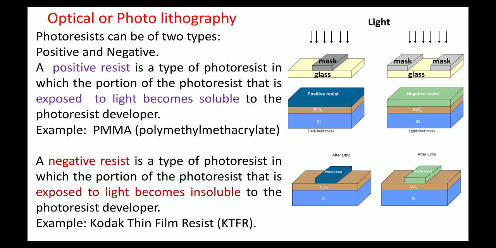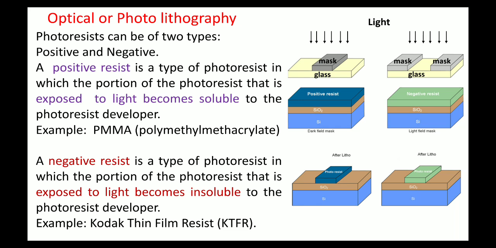A positive photoresist is a type of photoresist in which the portion that is exposed to light becomes soluble to the photoresist developer. You can see the image on the right-hand side. I have shown two different types of mask. One mask is present at the center, and the other masks are at the ends of the two glasses, and in the middle part of the glass there is no mask.